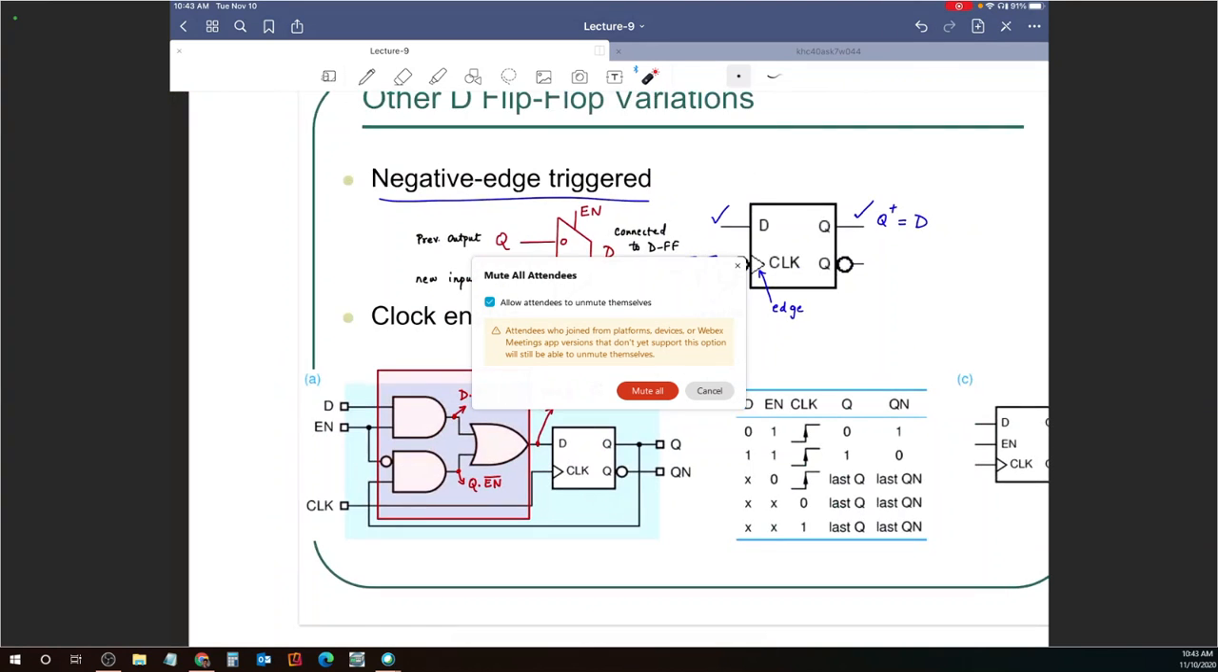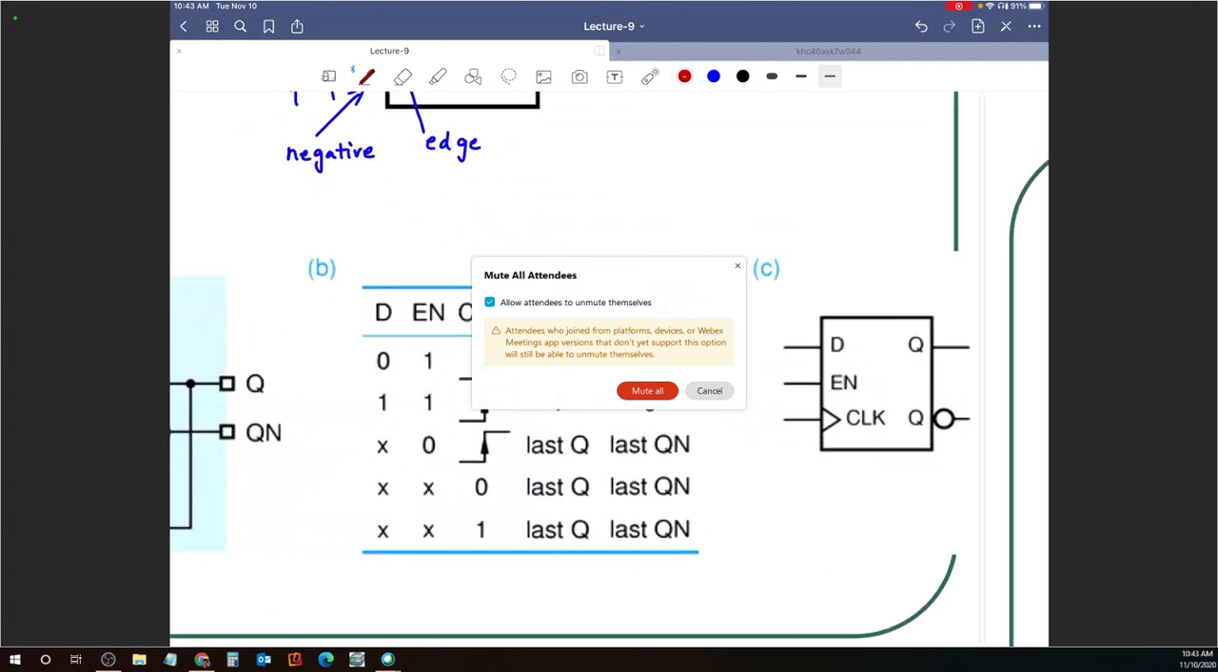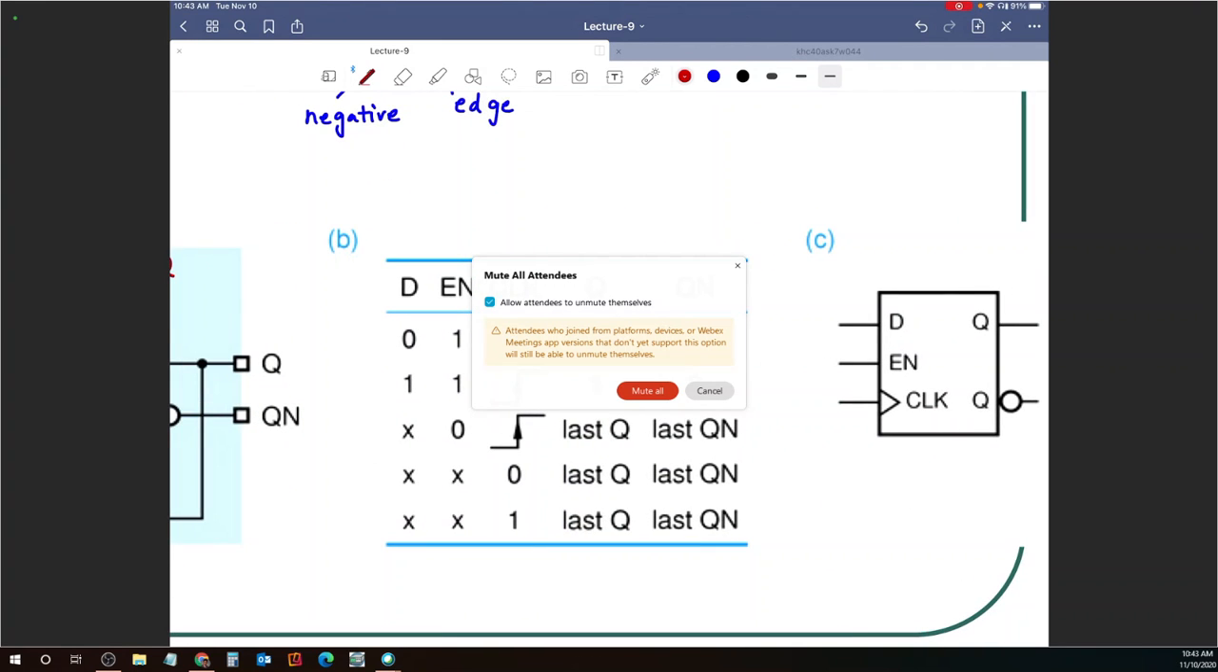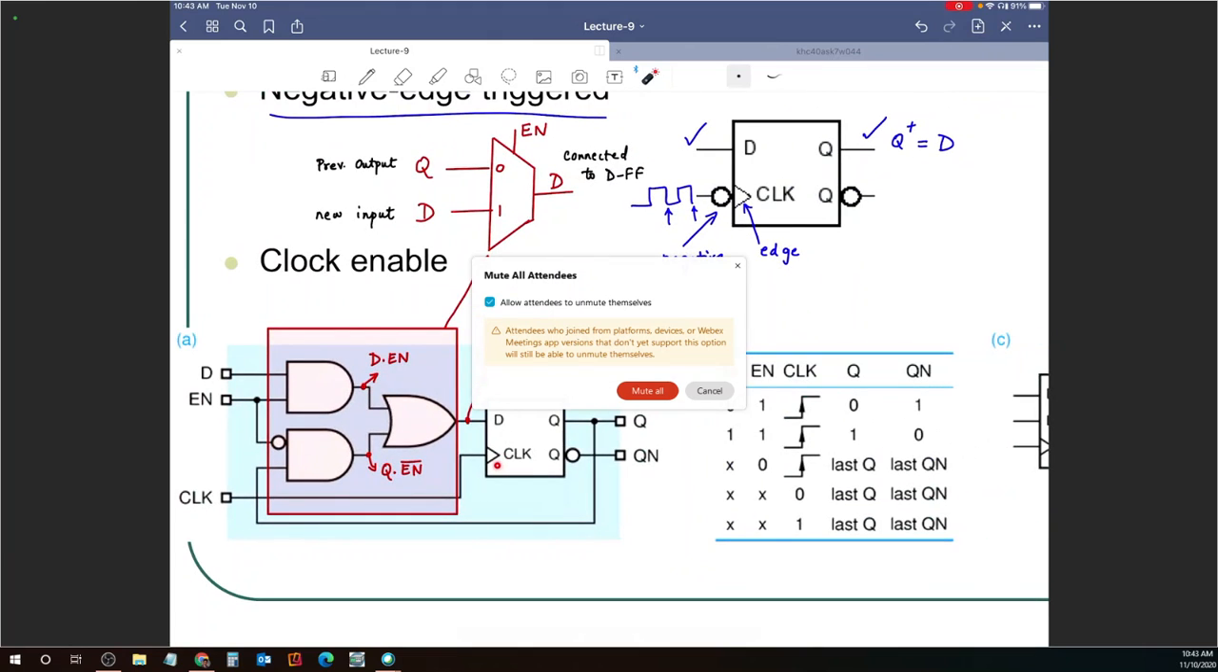Now, so that's your, let me point this. This is kind of that. In terms of the characteristic table and the new symbol, that is what we have. So if you make enable 1, only then this design is going to respond to the positive edge of the clock, because the flip-flop that we are using is a positive edge triggered flip-flop.